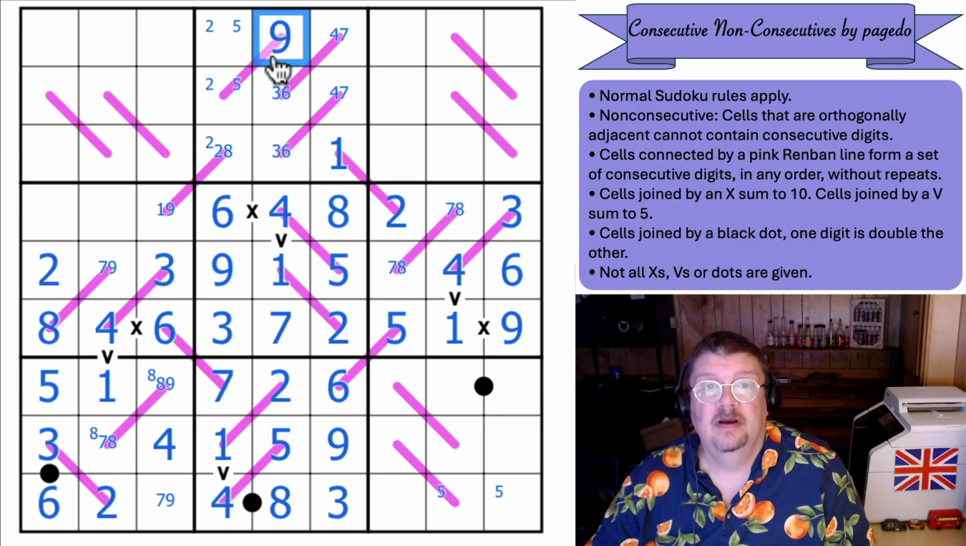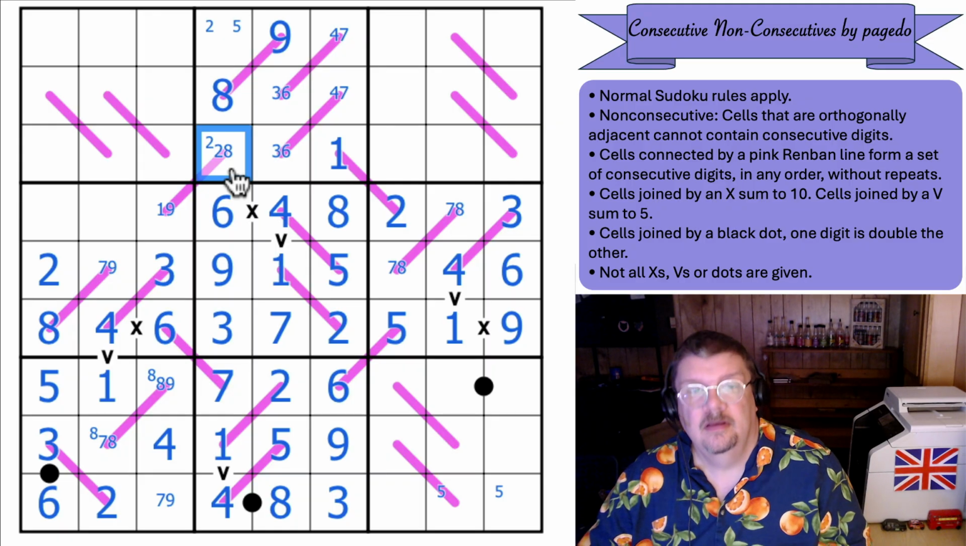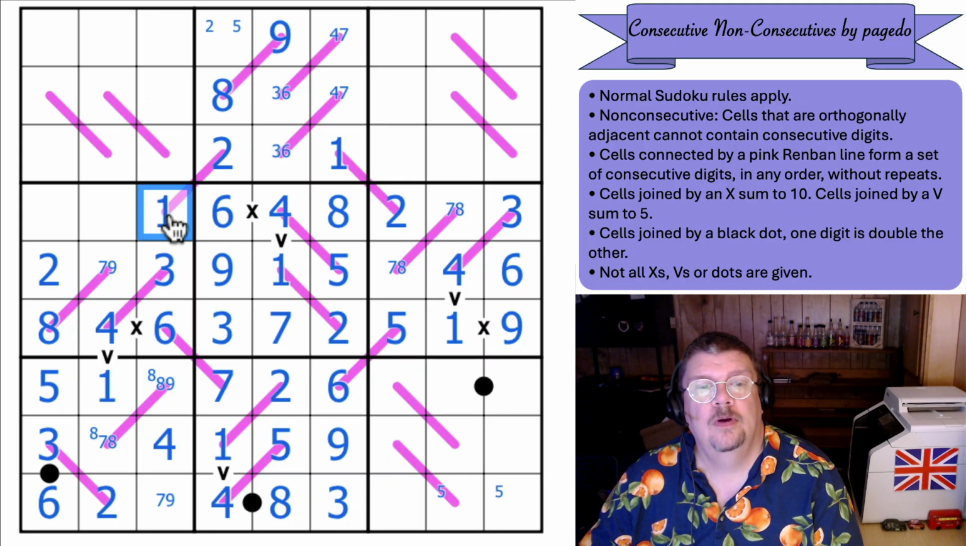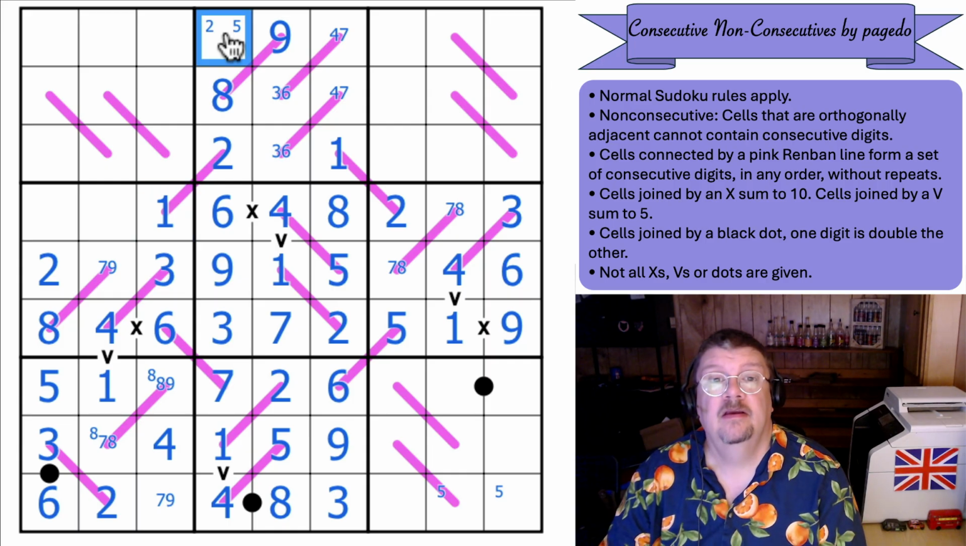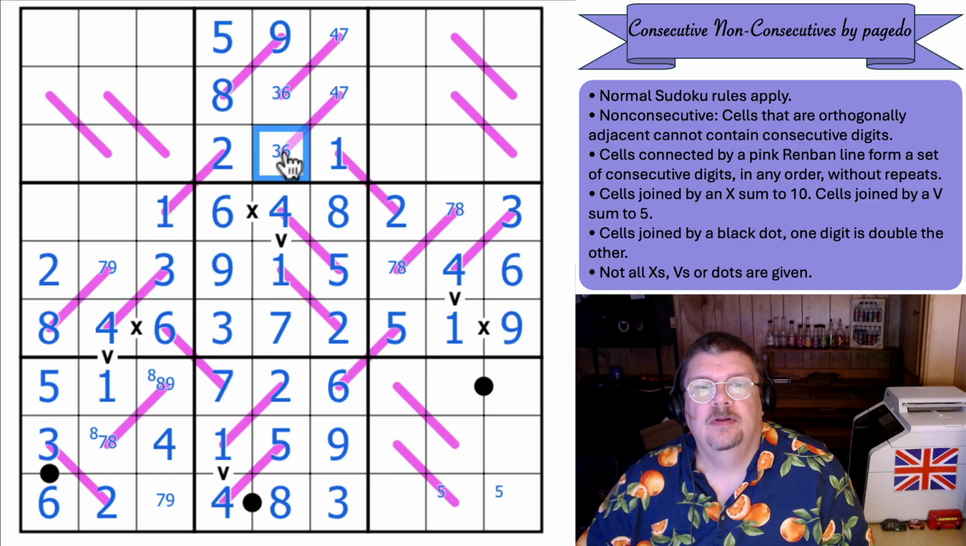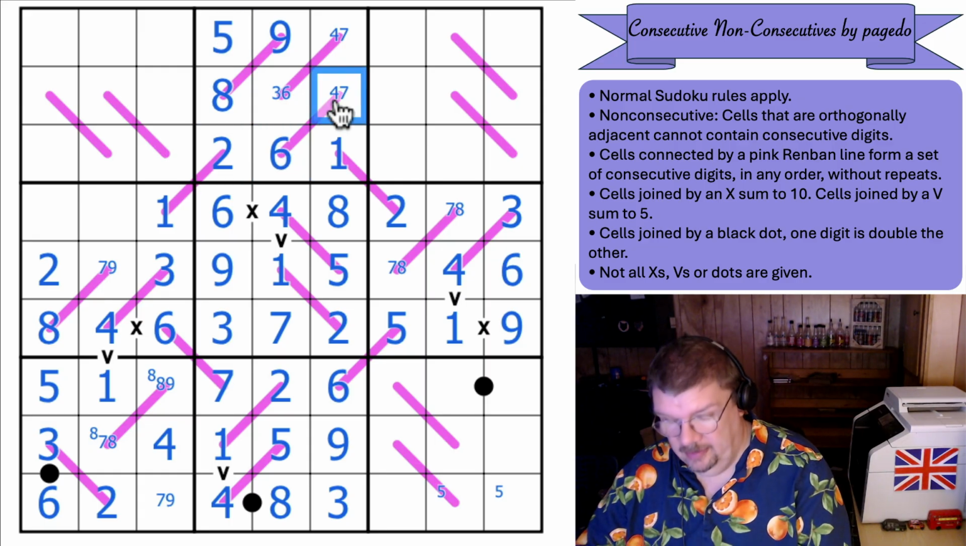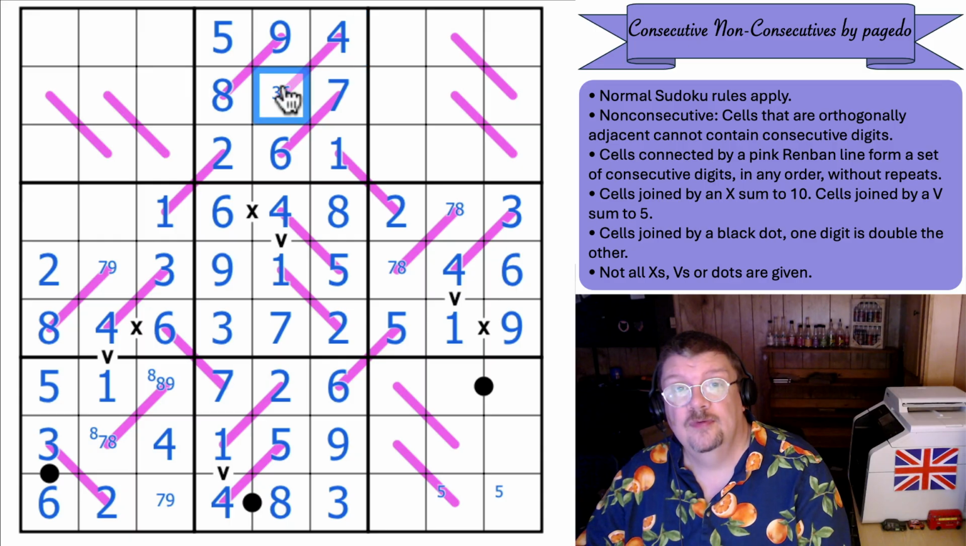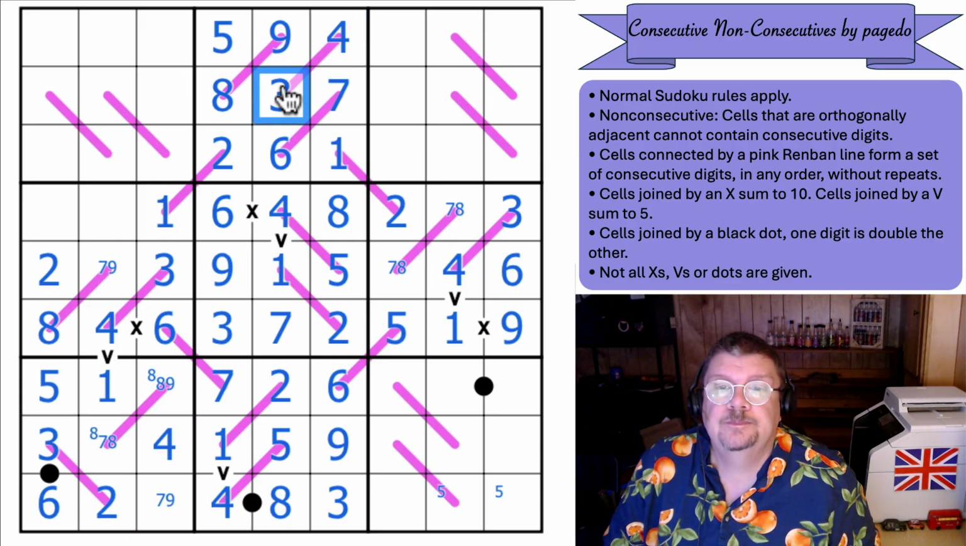That makes this 9, and this is 8. So this is a 2, and this is a 1. This is the remaining digit for the box, which is a 5. This 2 tells me that this has to be the 6. That's 7. That's 4, and that's 3.